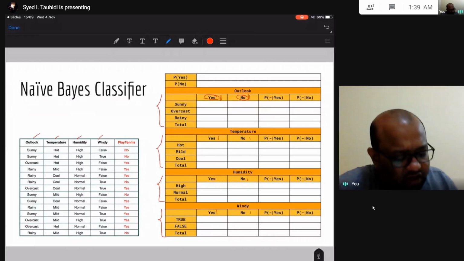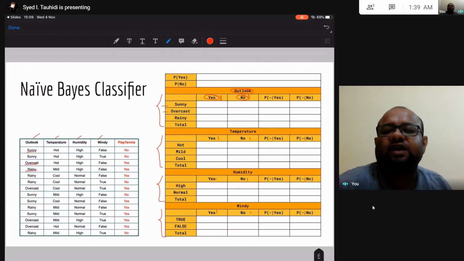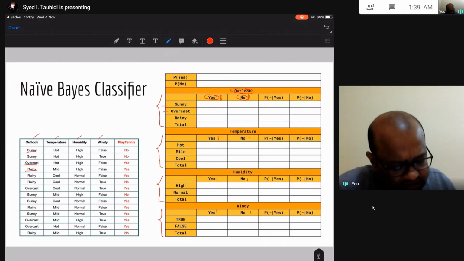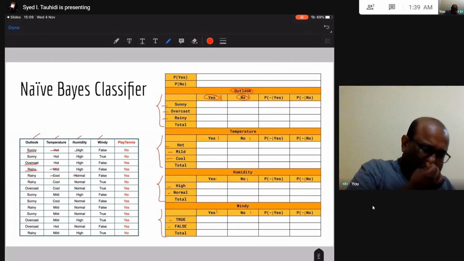This is the table corresponding to outlook. Outlook has sunny, overcast and rainy, so the possible values of outlook are what I have along the rows. Similarly, in case of temperature, temperature may be hot, mild or cool. So I have hot, mild or cool. Humidity is high and normal. Sorry, windy is true or false. So I have true and false. Alright, so this is what I have.